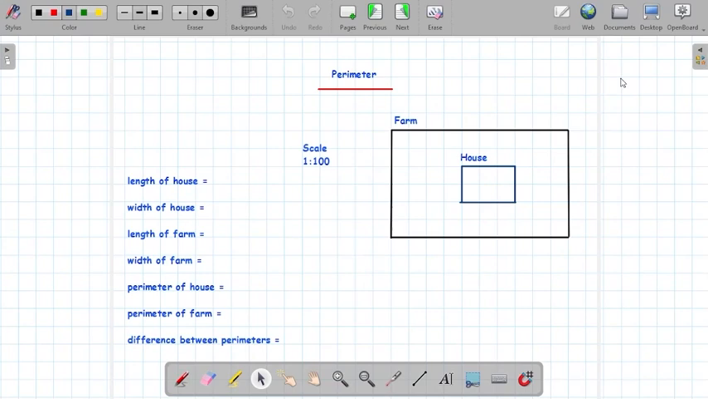This is another video to revise another topic in our exam tomorrow. We will talk about perimeter in this part. Perimeter, as we studied, means the total length of the sides around something.